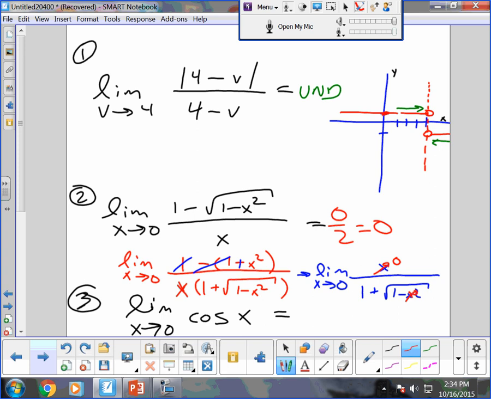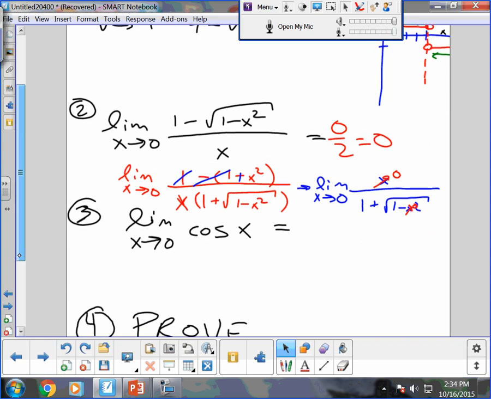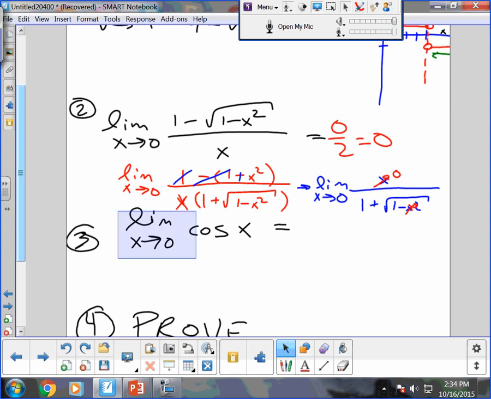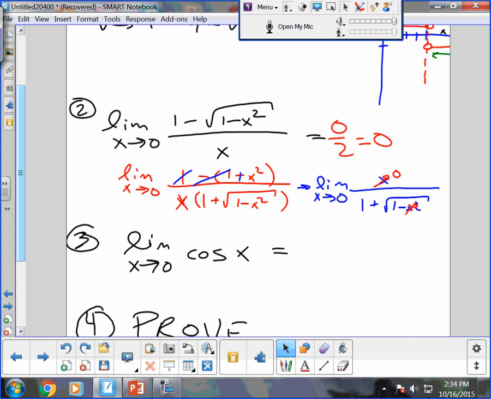Alright, number 3 on the test is a time sucker. And it's just one of those problems that students you should get in 5 seconds that you never do. Is cosine x a continuous function? Yep. So guess what you just got to do? Plug it in. The cosine of 0. Think of your unit circle. It's 1.